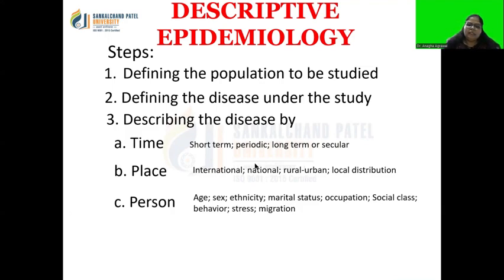Then describing the disease according to time, place, and person. So how much time, the duration the disease takes, what place is most common for that particular disease, and what are the personal parameters on which this disease is more common. For example, in which age it is common, such as in children, or which sex it is more common in, whether it has something to do with occupational status or socioeconomic status. That all comes under describing the disease under study.